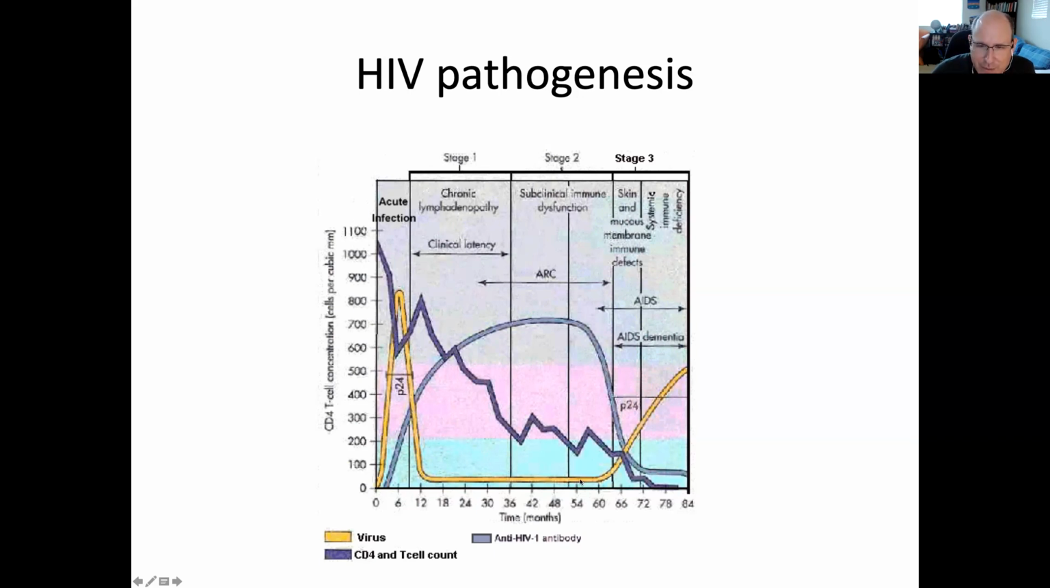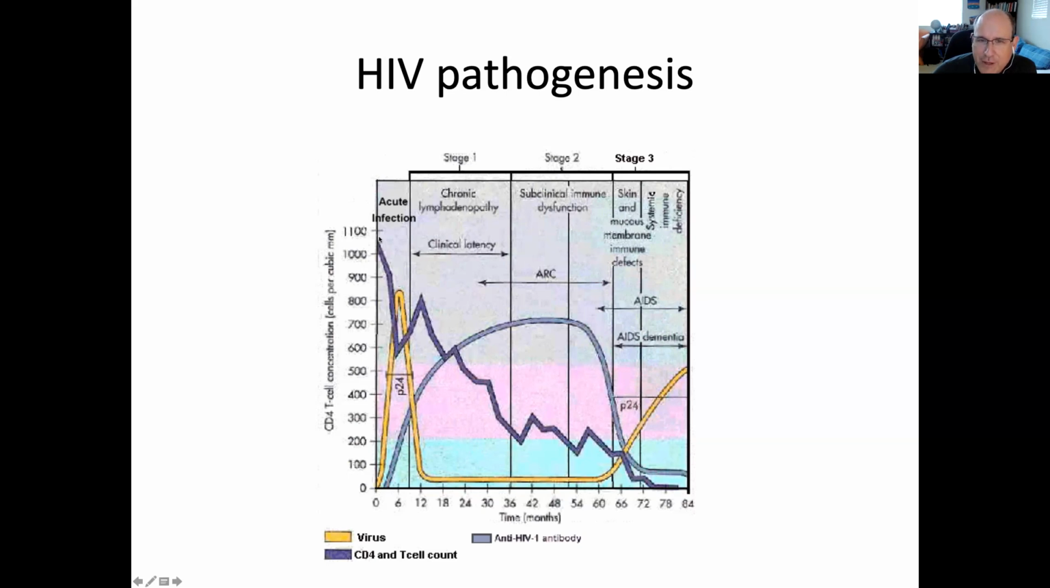There are some patients that progress pretty fast, but on average, after about 5 to 10 years, the virus starts to expand again, to grow, and this correlates with the onset of symptoms, immune deficiency, which is called AIDS, acquired immune deficiency syndrome, and eventually, if untreated, this leads to death.